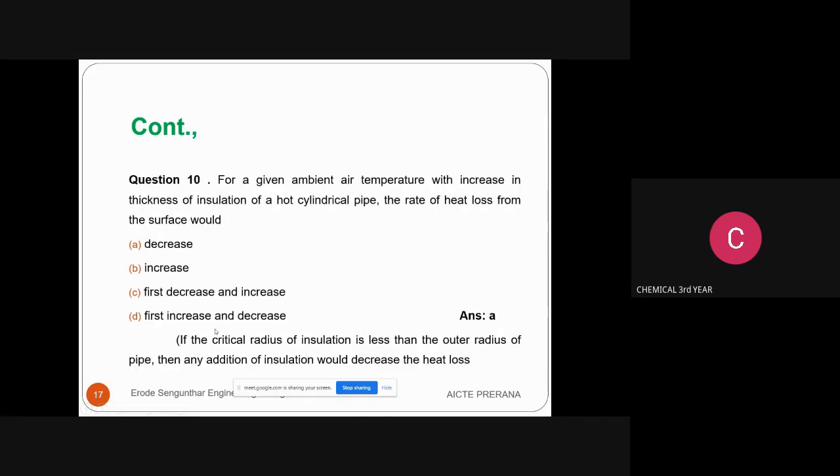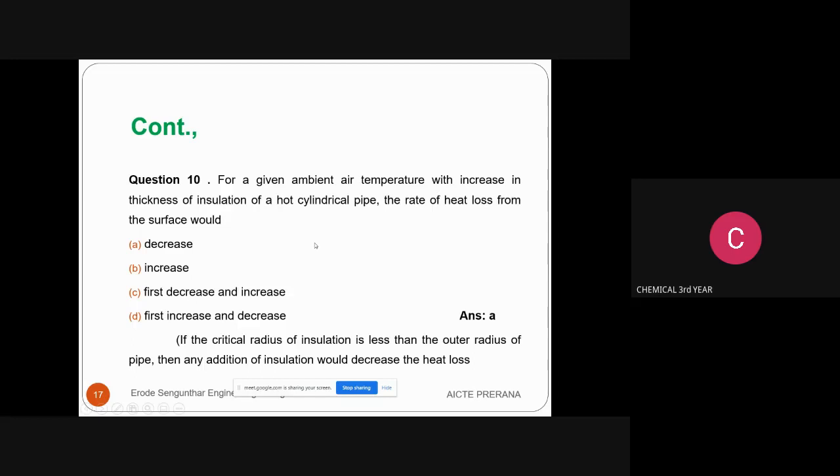Then we'll move on to the last question. For a given ambient air temperature, with increase in thickness of insulation of a hot cylindrical pipe, the rate of heat loss from the surface would... Okay, we are increasing the thickness of insulation of the hot cylindrical pipe. The rate of heat loss from the surface, check, it will decrease. So option A is the answer.